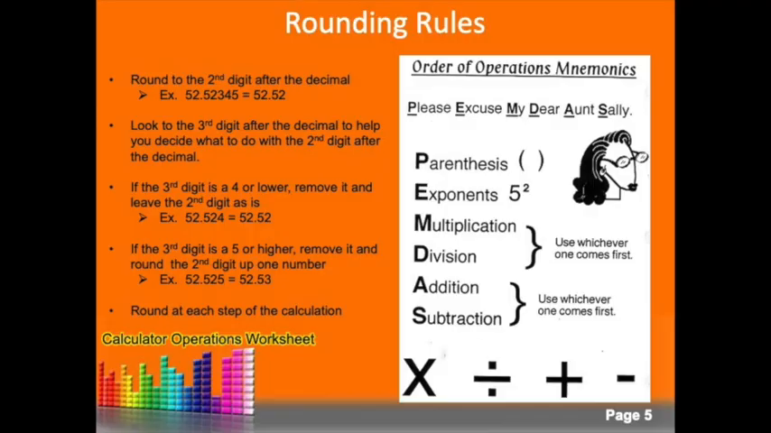For an example of that, let's say that you calculated 52.524. You're going to look to that 4 to figure out what to do with your second digit after the decimal, which in this case is a 2. So the 4 there means that you are going to just remove it and keep everything as is. So it's just going to be 52.52.